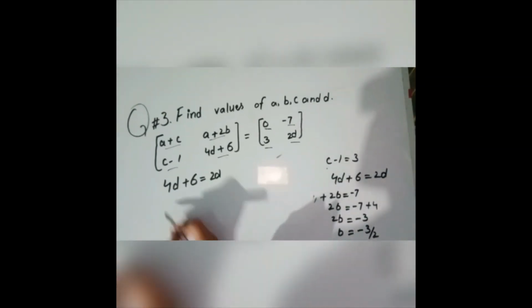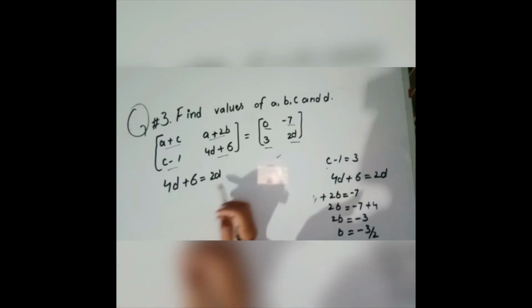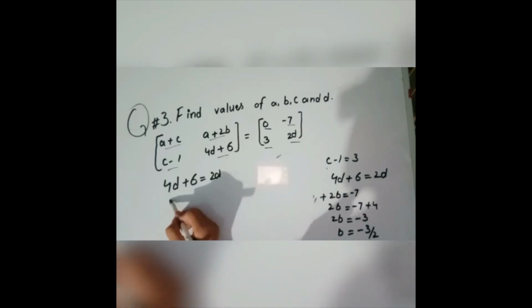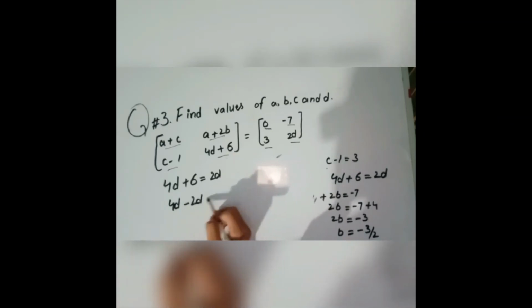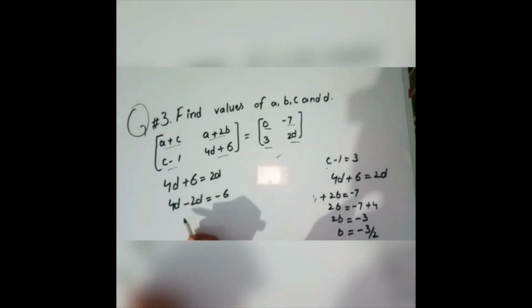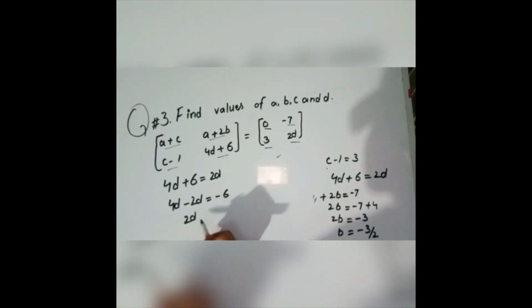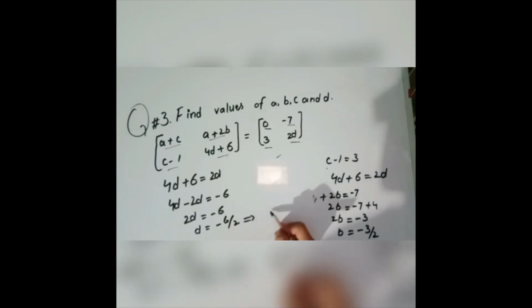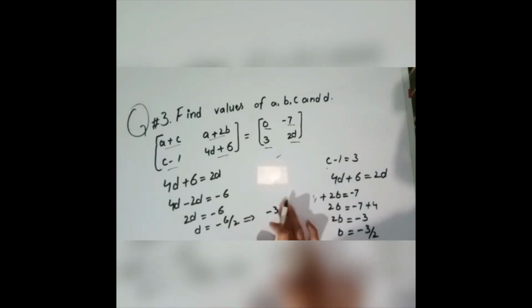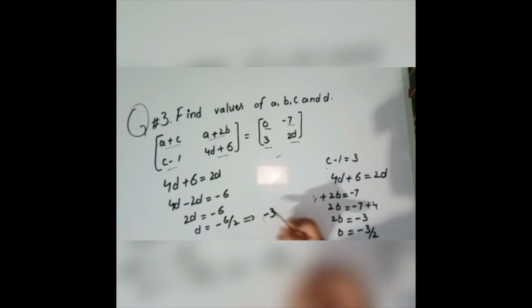The last equation we have to solve is 4D plus 6 is equal to 2D. 4D minus 2D is equal to -6. So here we get 2D is equal to -6, and D is equal to -6 by 2, which is equal to -3.